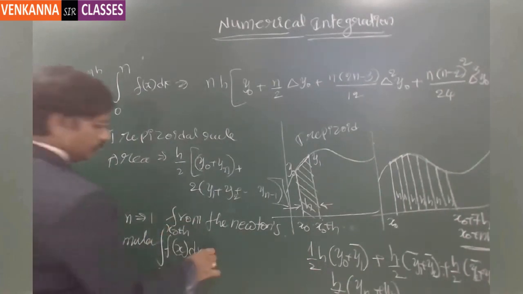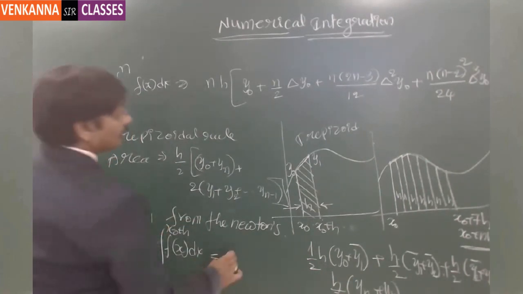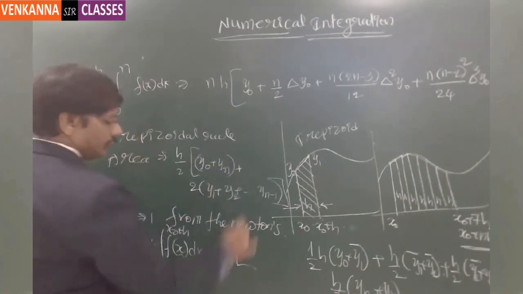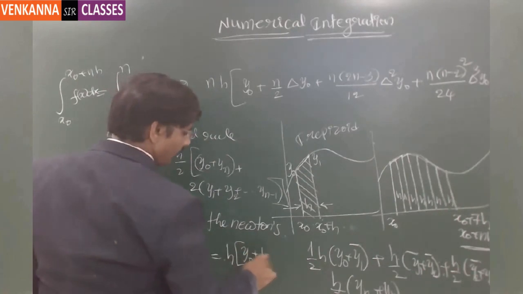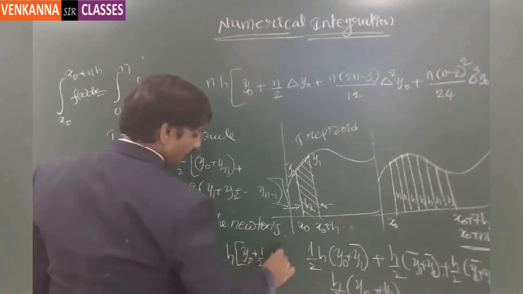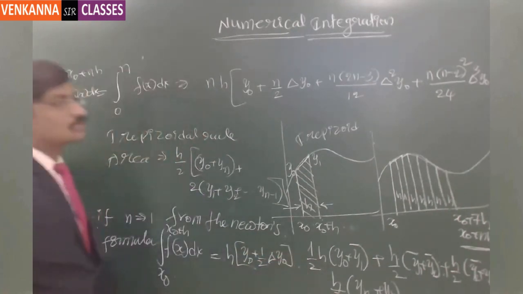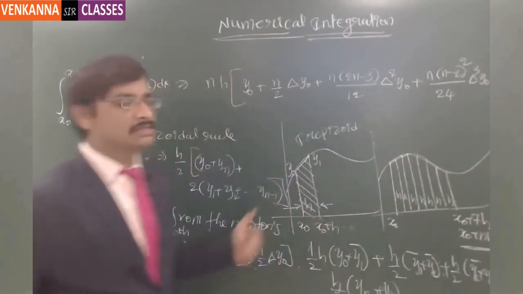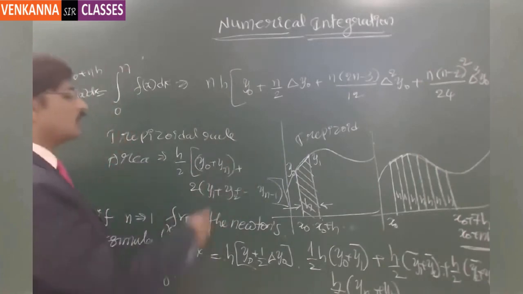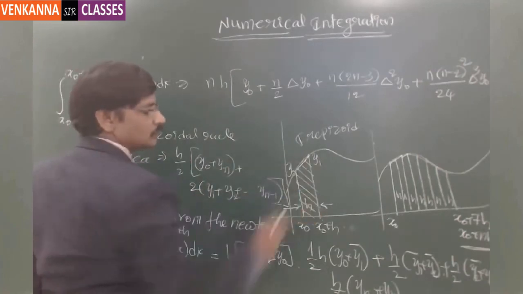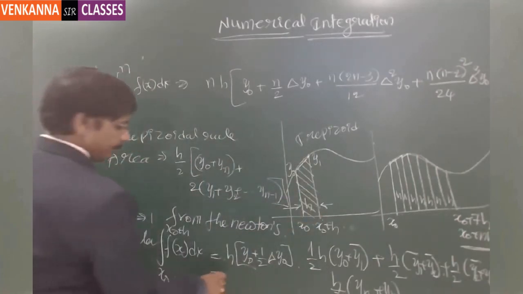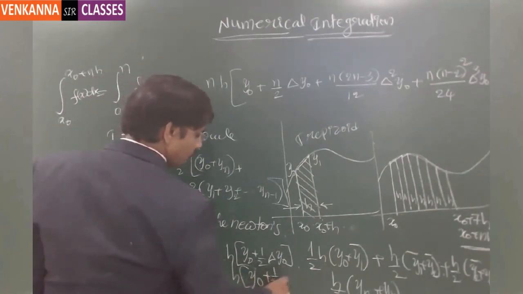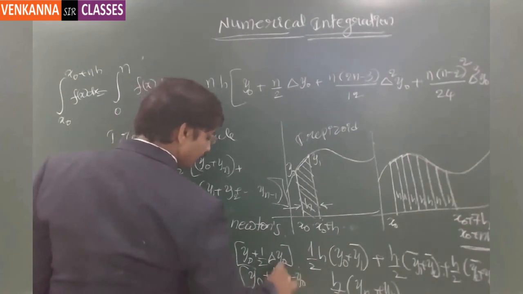So this is going to be n is 1 and h is as it is, and then y0 plus 1 by 2 times delta y0. So higher order terms are not going to be there. Why? Because, as I said earlier, with two data points you are trying to approximate as a trapezium with 2 different sides. So here this is going to be h times y0 plus 1 by 2 times y1 minus y0.